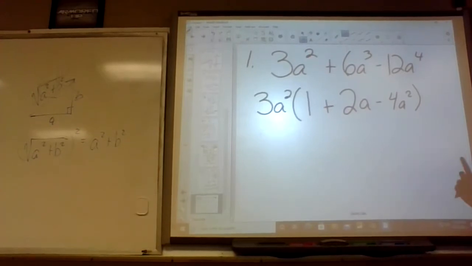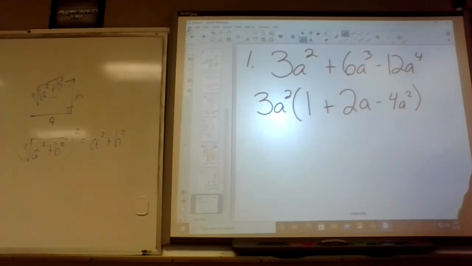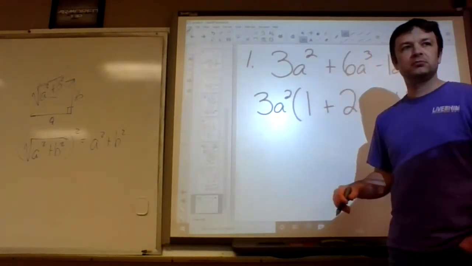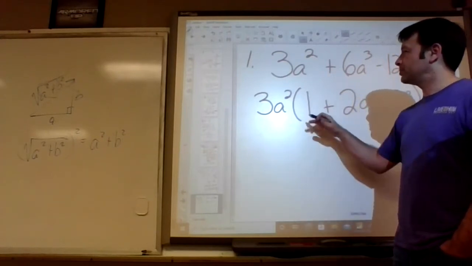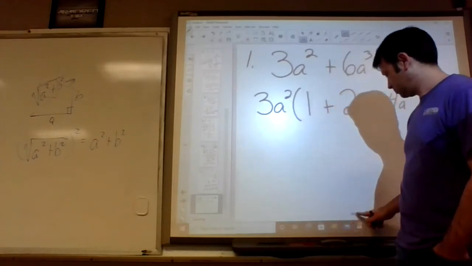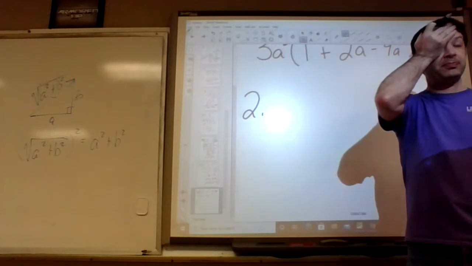Does anybody remember the other two? I remember this one was my favorite, the one with the middle. It's called three-term factoring, and then the last one was square minus the square. Is this like a reverse FOIL thing? Yeah, slightly.